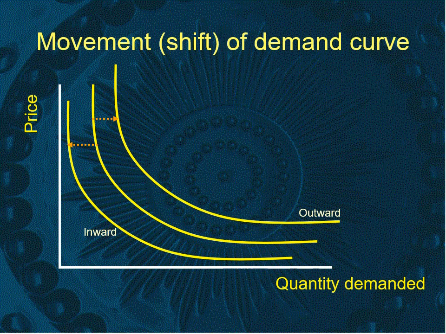The movement or shift of demand curve happens if any other factor other than the price affects the quantity demanded. For example, if there is an increase in income of consumers, we would expect the curve to move outward. And if there is a decrease in the income of consumers, we would expect the curve to move inward.